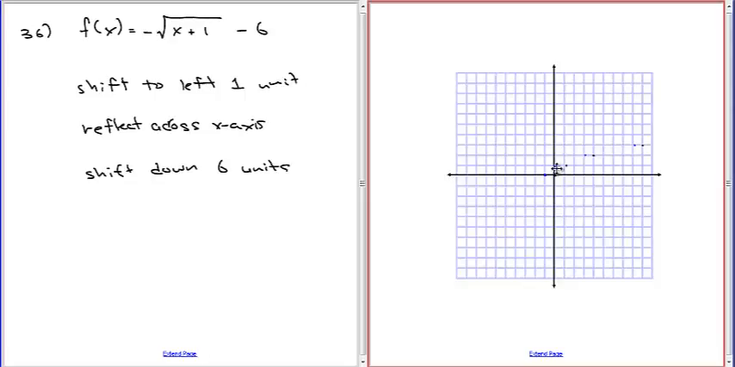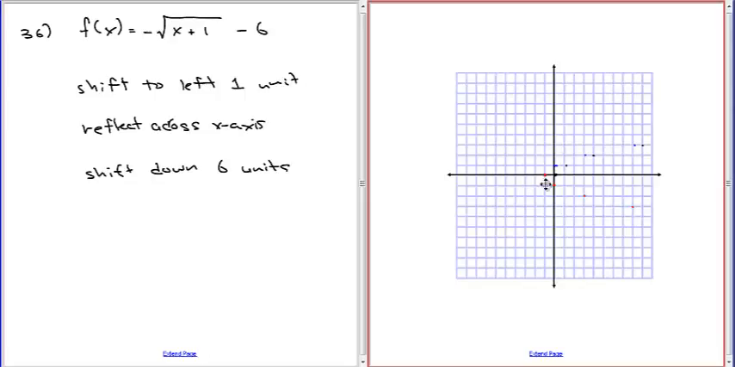Now we're going to reflect across the x-axis, so that one stays the same. So I'm just going to put a red point over that. That one goes down here. That one goes there. So we go down 3 below. So that is this part.